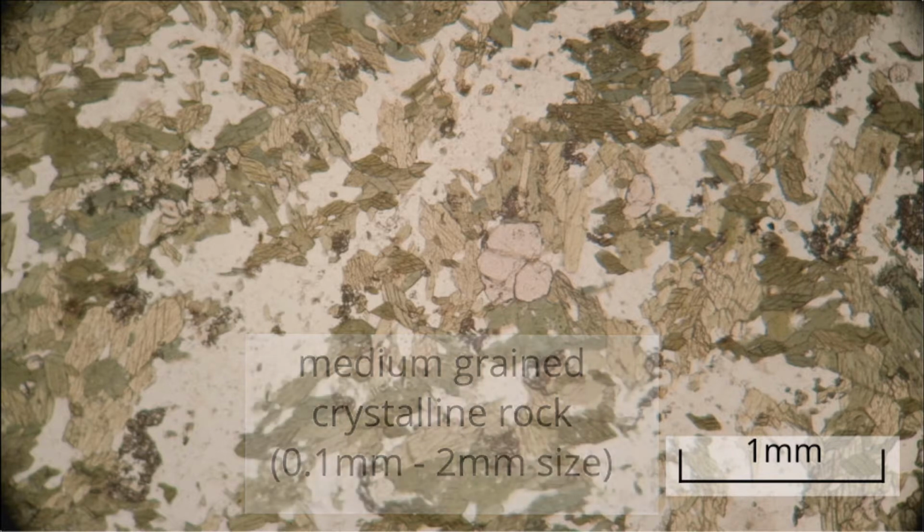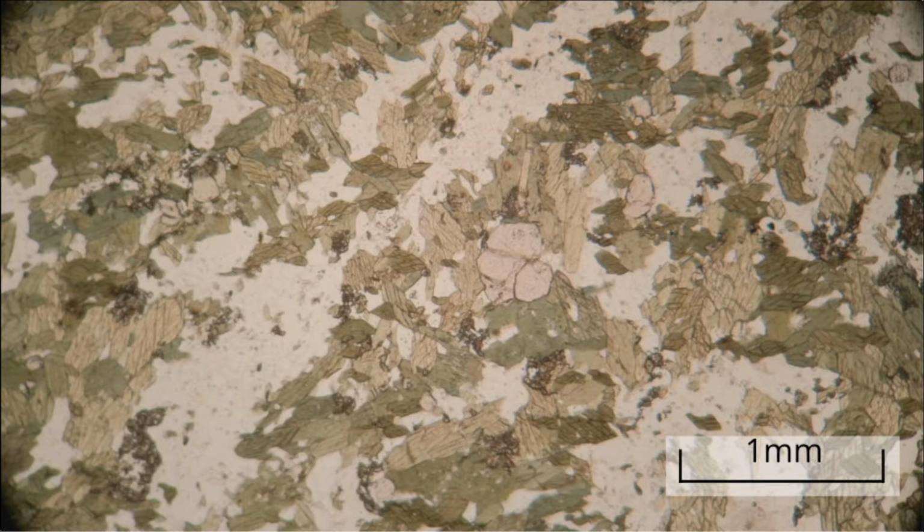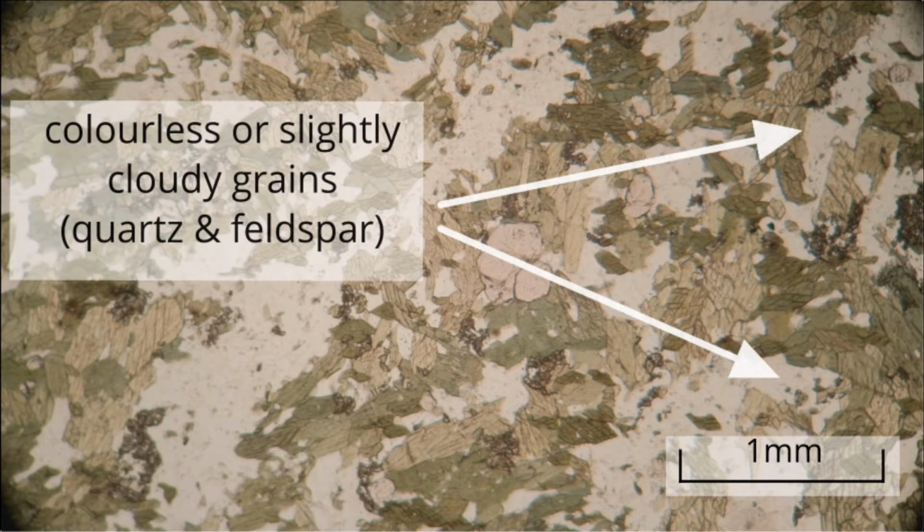Under plain polarized light, the rock can be seen to be made of 4 main minerals. 2 of these form grains that are colourless or slightly cloudy, and they have a low relief, which means that most of them do not stand out from the section any more than the other grains. These minerals, which do not change colour as the stage is rotated, are the minerals quartz and feldspar. They are best distinguished under crossed polars.